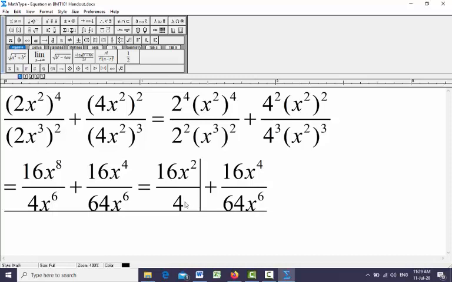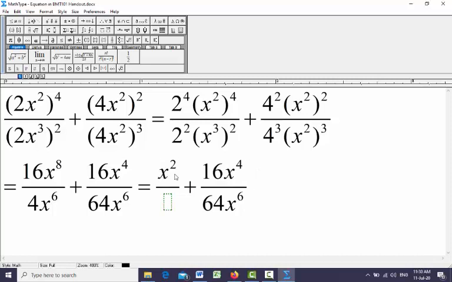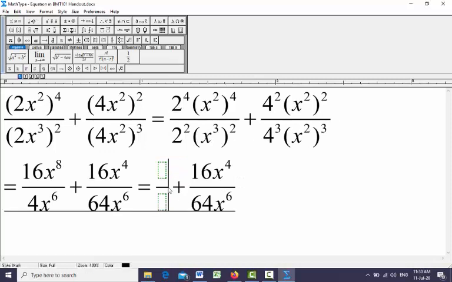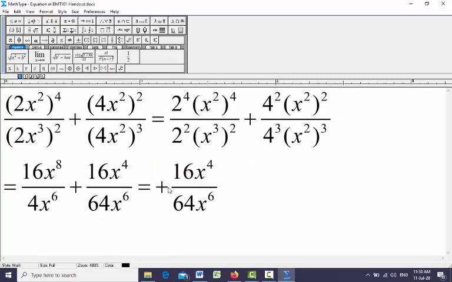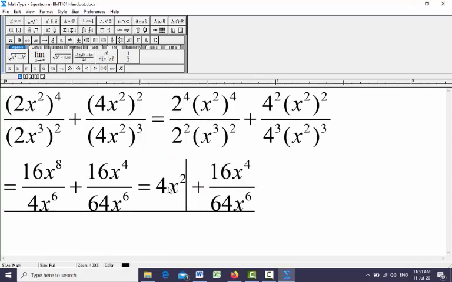Then again this 4 and this 16, if we apply the process of cancellation, this 4 will cancel out, and we will have only 4 here. So 4x square. In the denominator we do not have anything, so that's why we can write it this way. So 4x square.